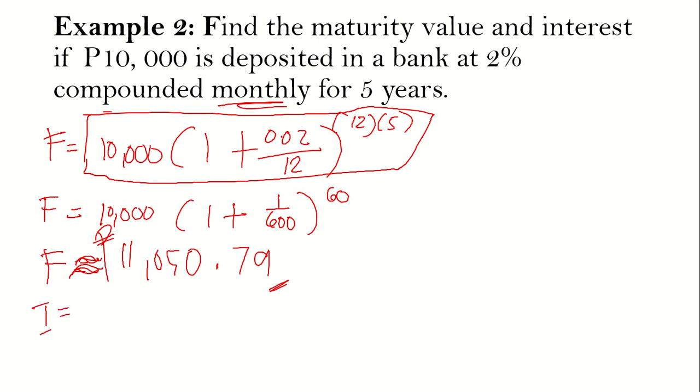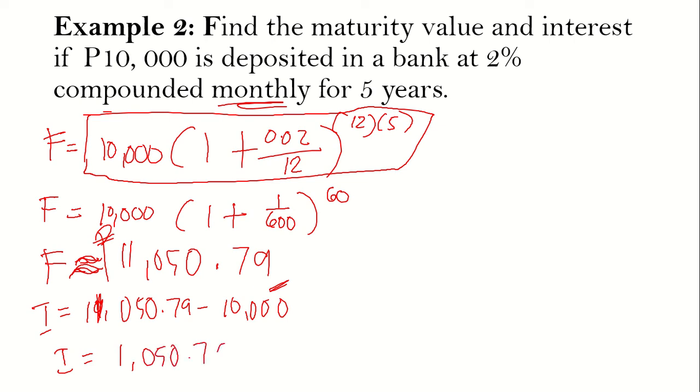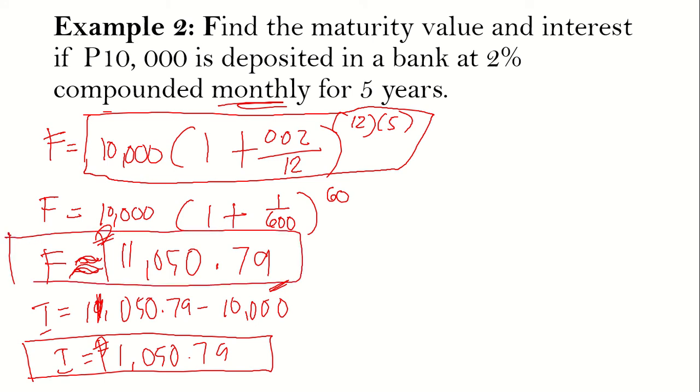The interest is equal to 11,050.79 minus the principal 10,000. So the interest is equal to 1,050.79 pesos. This is the interest and this is the future value.